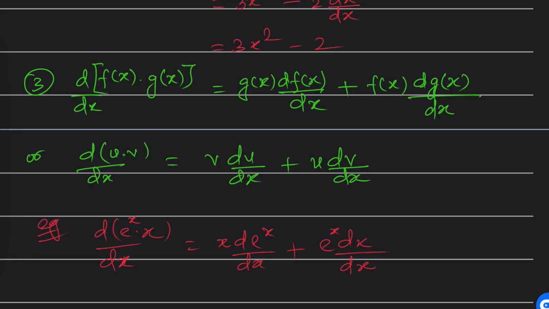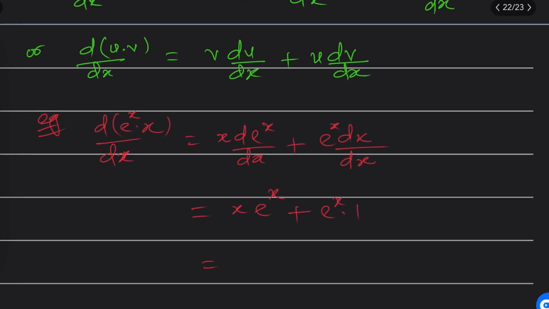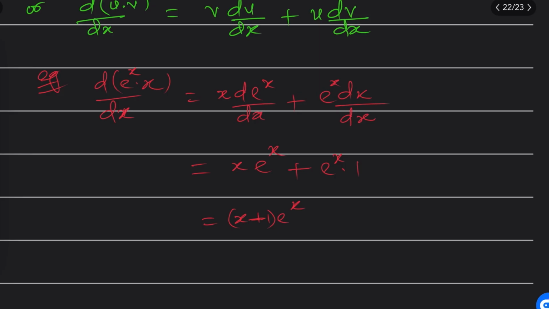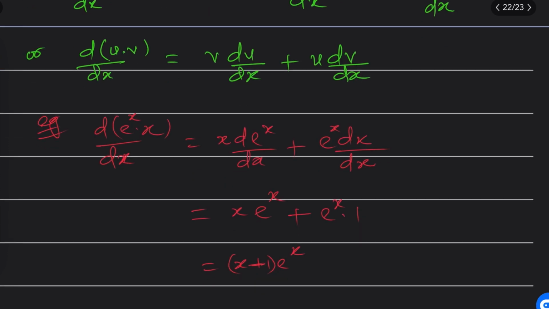V means x. Now what is the answer, sir? x times e to the power x, since differentiation of e to the power x is e to the power x, plus e to the power x as it is, differentiation of x is 1. So the answer is x plus 1 into e to the power x, sir. This is the answer. e to the power x common. Okay, isn't it easy?